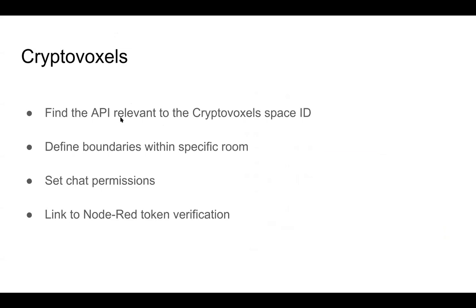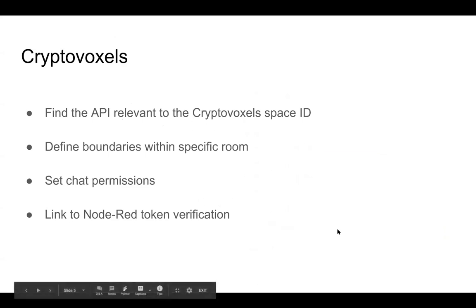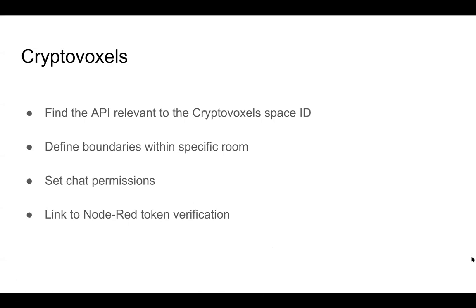One of the ways that I know you all are interested in using this is for Crypto Voxels, and we'd love to support that down the line as we get you up to speed. The way I was thinking about doing this was to understand how the Crypto Voxels API works to define a specific space and boundary, and then chat permissions within that space. Then we can hook that webhook into Node-RED with our token verification system.